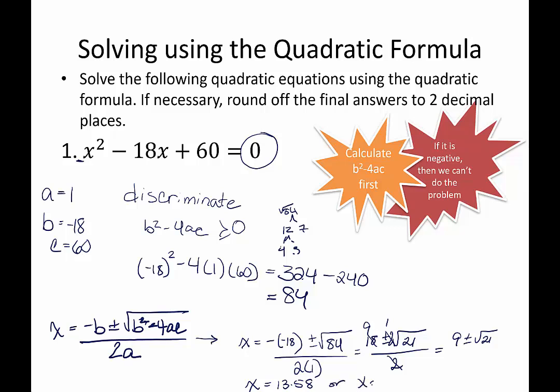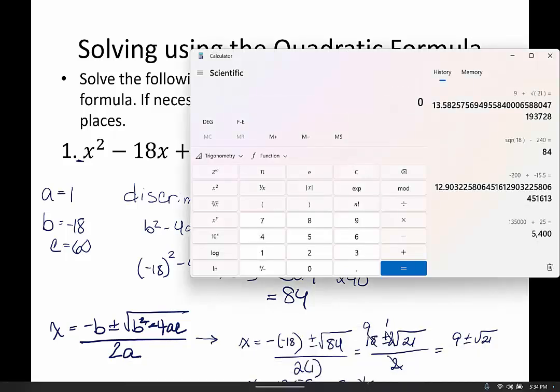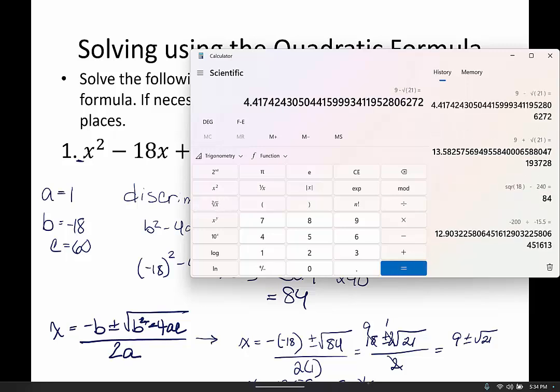Or x equals 9 minus the square root of 21. 9 minus the square root of 21 equals 4.42.